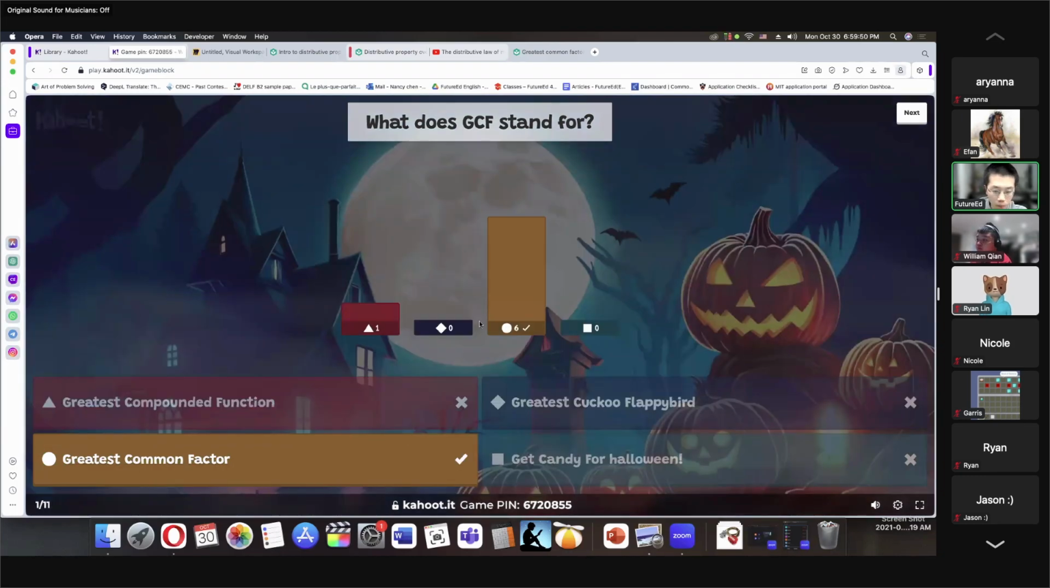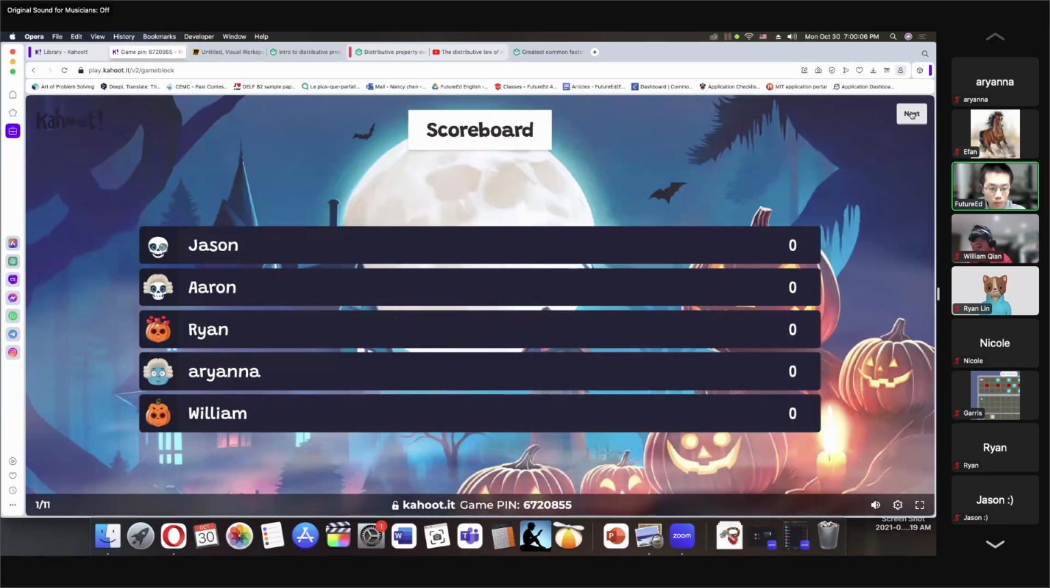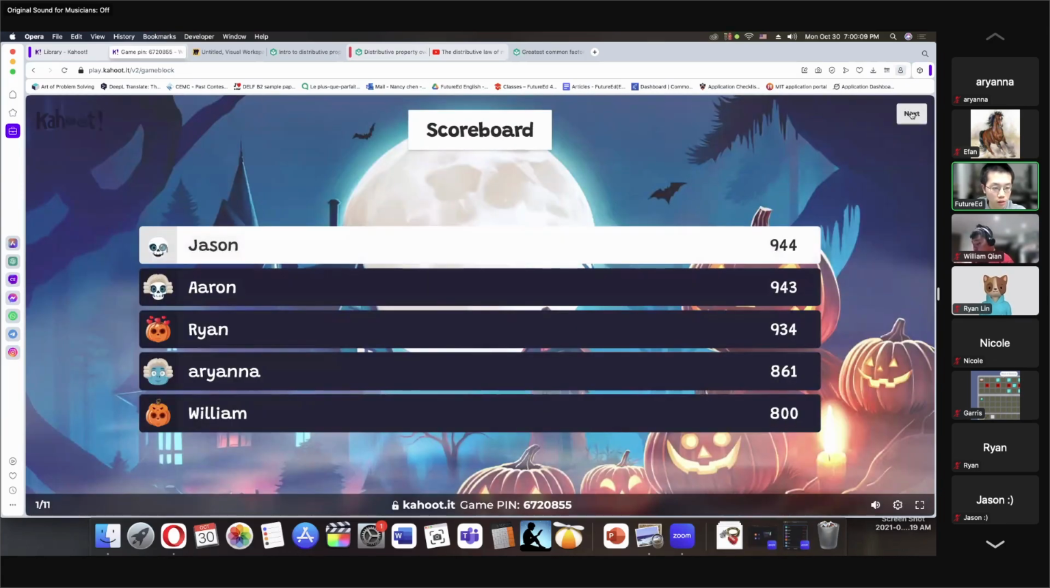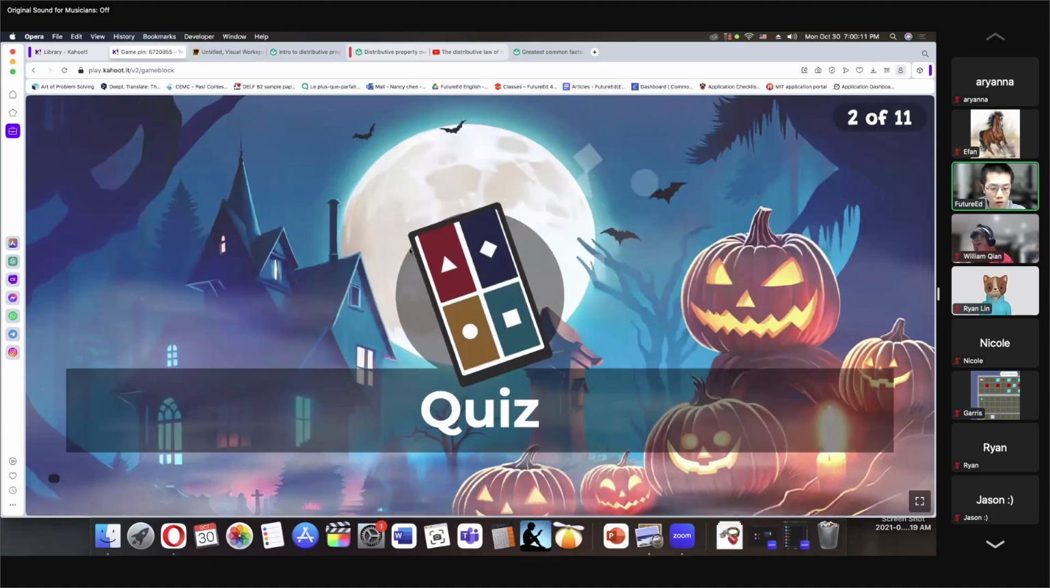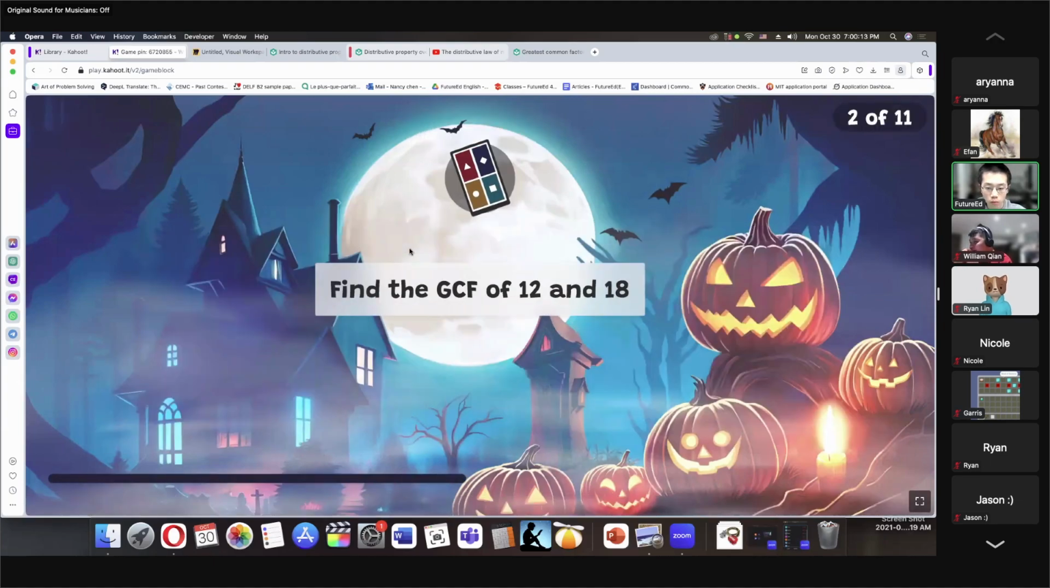Okay, I think everyone got this one right. We haven't learned functions yet, so it is greatest common factor. The other options are made up. So the answer is greatest common factor. We covered this pretty early in class. Jason's at the top. Let's see the next one.